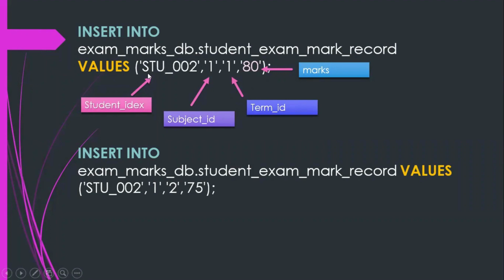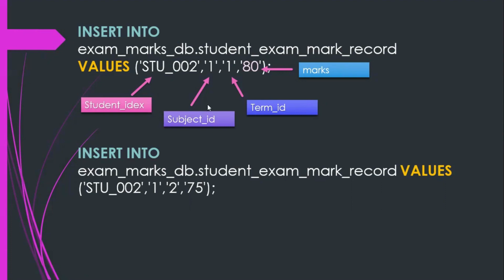Over here, I have inserted the student's index number. And next, I have inserted the subject ID. Subject ID 1, so that's mathematics. Next, the term ID. Term ID 1, so that's first term. And 80 is the mark. So the marks obtained by student ID 002, subject ID 1 for mathematics, term ID 1, first term, marks are 80. So we can read it like this: Student 002 has obtained 80 marks for mathematics in the first term. We can read it likewise.